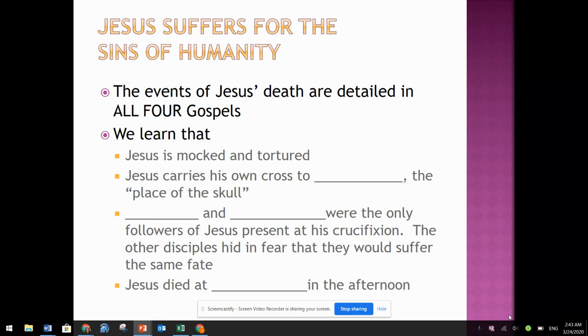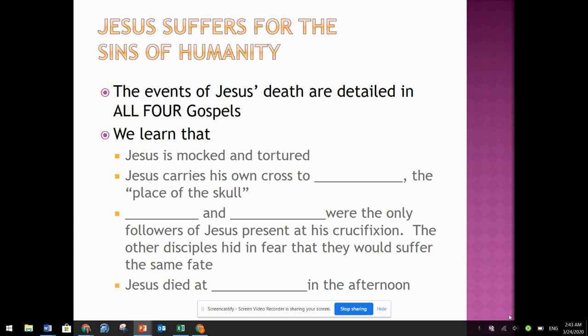Third bullet point, Jesus suffers for the sins of humanity. So here are some events that took place in the four Gospels. We learn about these things from the four Gospels. The first bullet point there is Jesus is mocked and tortured. He is then asked to take his cross to Golgotha. Golgotha is the place of the skull.